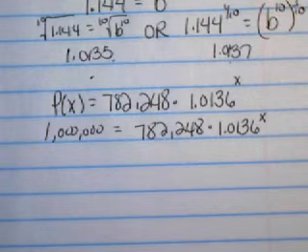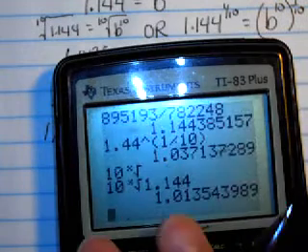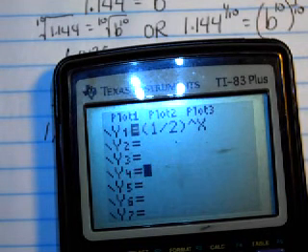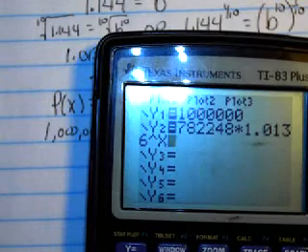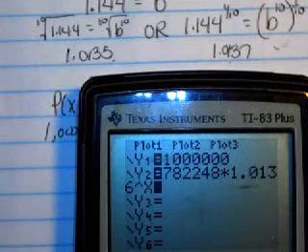Now, we're going to have to put it in the calculator because at this time we haven't learned how to solve for that x. So if we go to y equals, and clear all these out, in y1 we're going to put the 1 million. And then at y2, we'll put 782,248 times 1.0136 to the x power. Okay, so we'll put that in the calculator just like that.